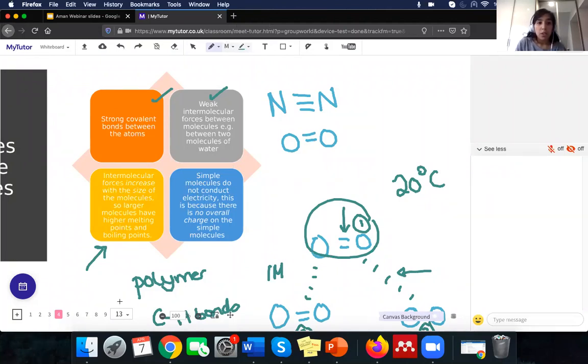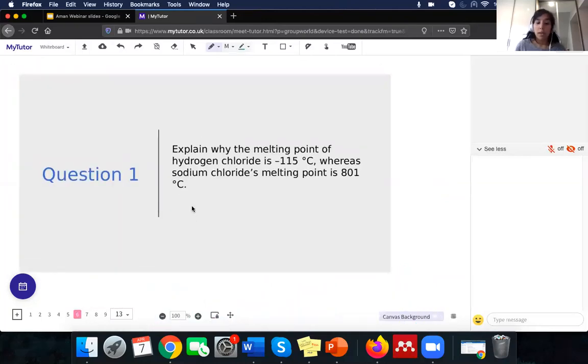Before we go on to going through those, I've got a quick exam question covering simple molecules. This question says, explain why the melting point of hydrogen chloride is minus 115 degrees, whereas sodium chloride's melting point is 801 degrees. Does anyone have any ideas what bonding is going on in hydrogen chloride and what bonding is going on in sodium chloride? That might help us to answer this question.